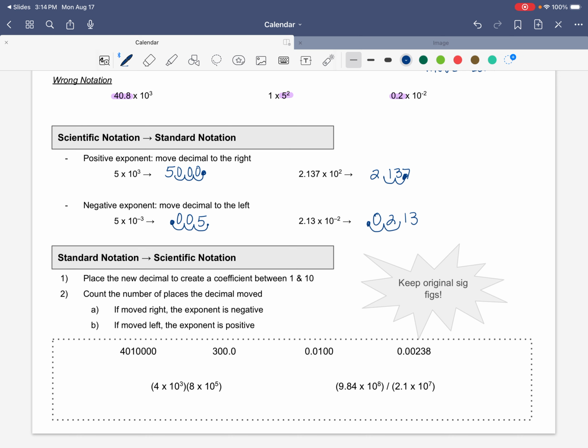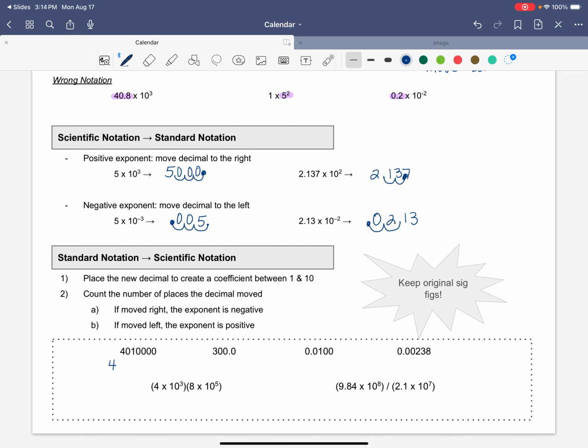4,010,000. And so I know in order to get my coefficient between 1 and 10, I'm going to want to place the decimal between the 4 and the 0. My original sig figs, I have 3, because the 4 counts, the 1 counts, the 0 is sandwiched. All of these fall off because there's no decimal holding them on. So I have 3 sig figs. So I'm going to report 3 sig figs with my coefficient.